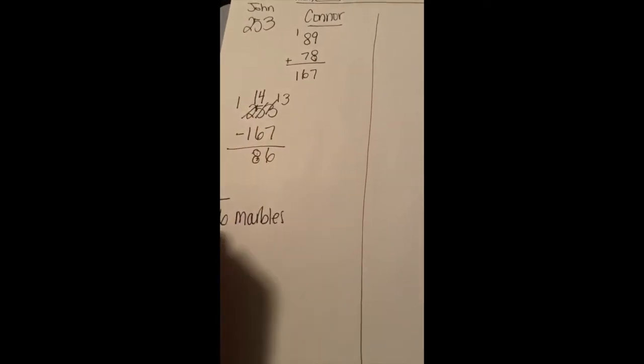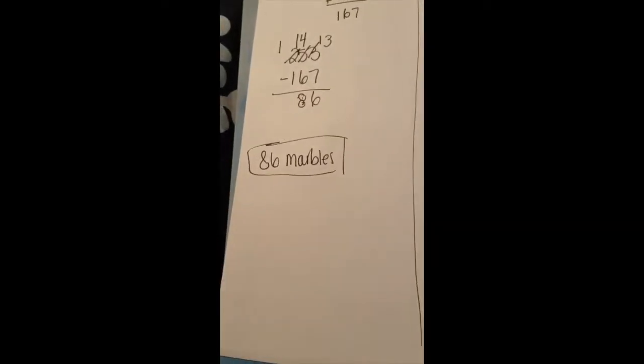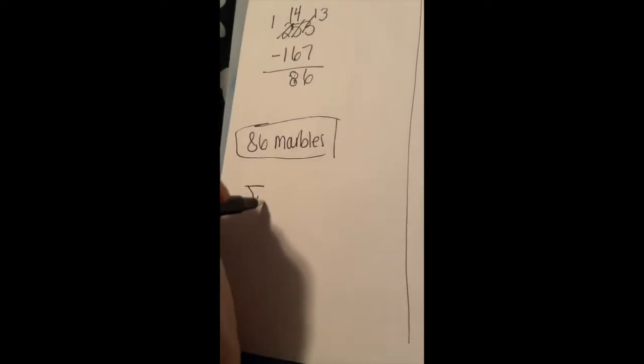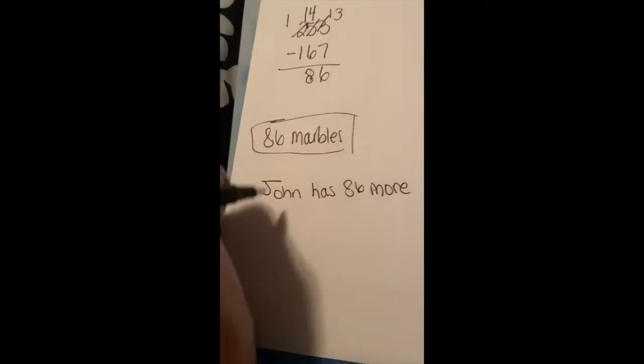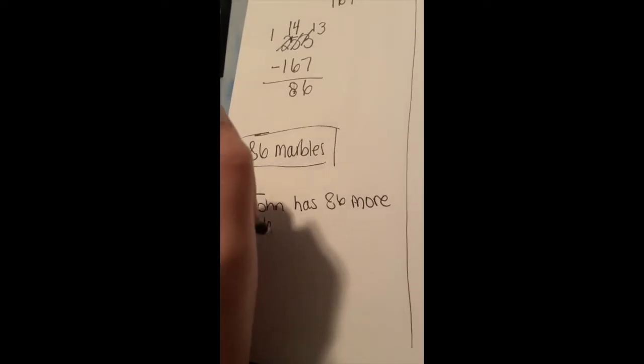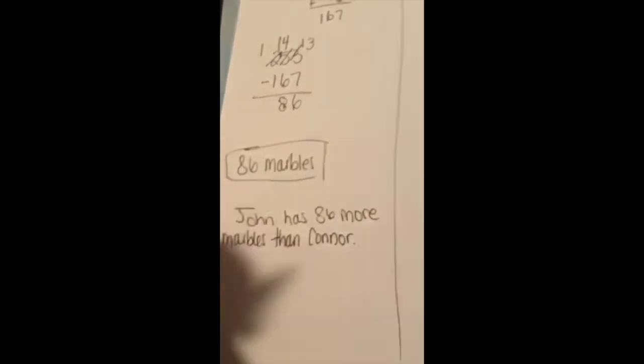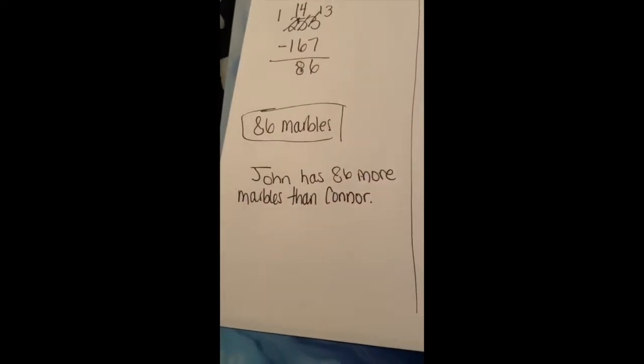So that is my answer, 86 marbles. And my sentence would say, John has 86 more marbles than Connor. Now I'm going to show you one more way that you could have done this.